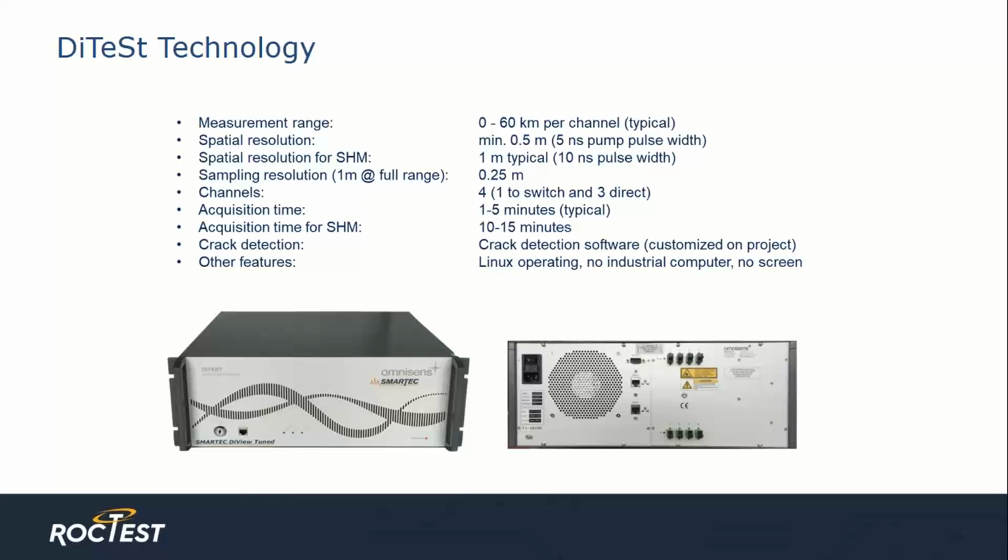These are the specifications of the DiTeSt interrogator for distributed strain and temperature monitoring. The accuracy of the instrument is given by the setting of the unit, that is how the instrument is set for the measurements. The setting of the instrument considers 4 variables: the acquisition time, the spatial resolution, the absolute accuracy, and the measurement range.